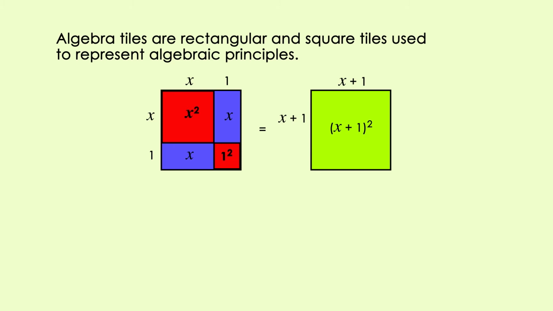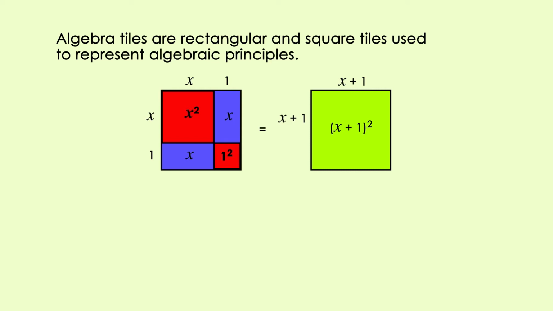Children, let's look at the following algebraic tiles representing x plus 1 multiplied by x plus 1. The area of both algebraic tiles are the same because they have the same length of sides. Adding all the areas will give us x squared plus 2x plus 1.